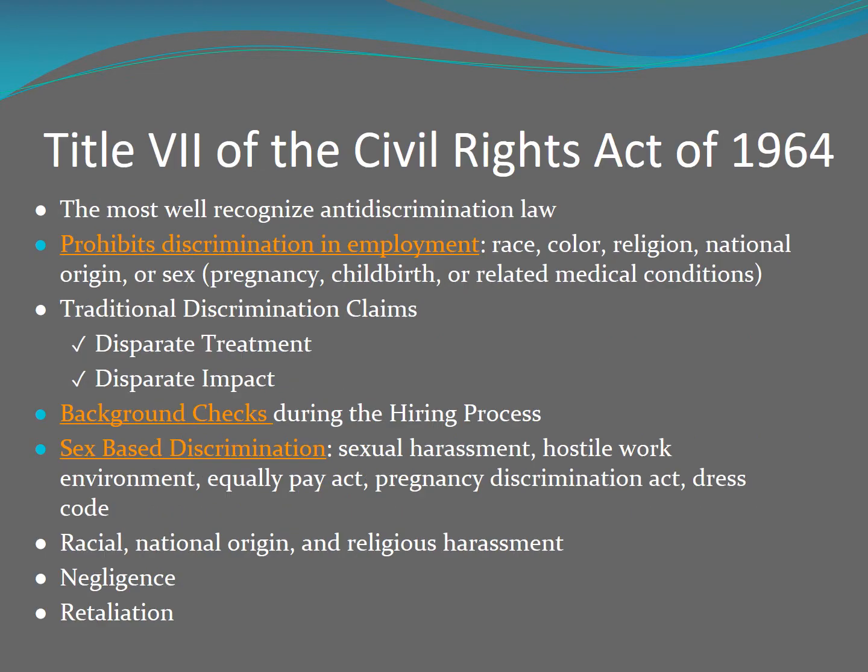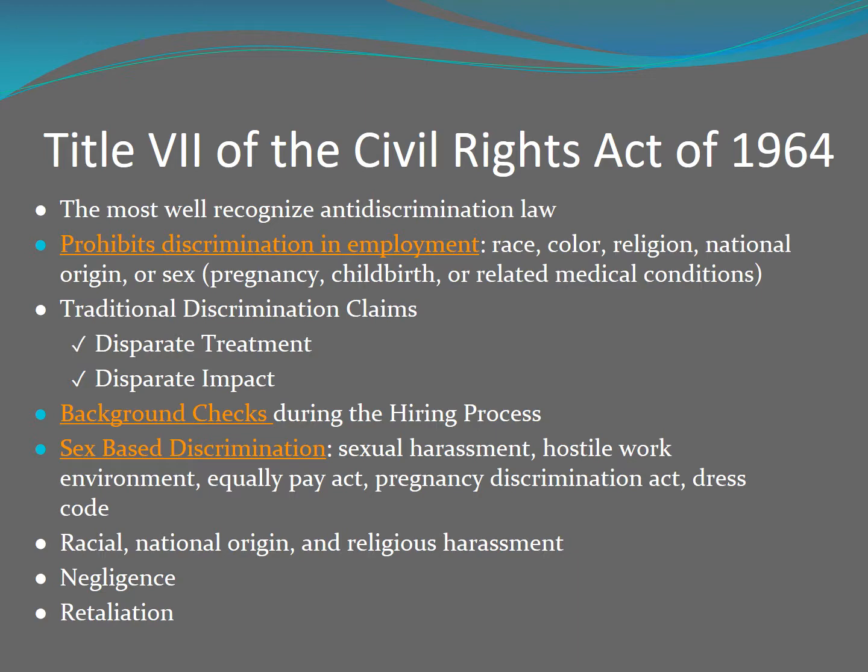The major piece of civil rights legislation as a federal law, we will begin with Title VII of the Civil Rights Act of 1964. This is the most well-recognized anti-discrimination law. Why? Because it prohibits discrimination in employment on the basis of race, color, religion, national origin, or sex. It was later amended to provide that discrimination on the basis of sex includes discrimination on the basis of pregnancy, childbirth, or related medical conditions.